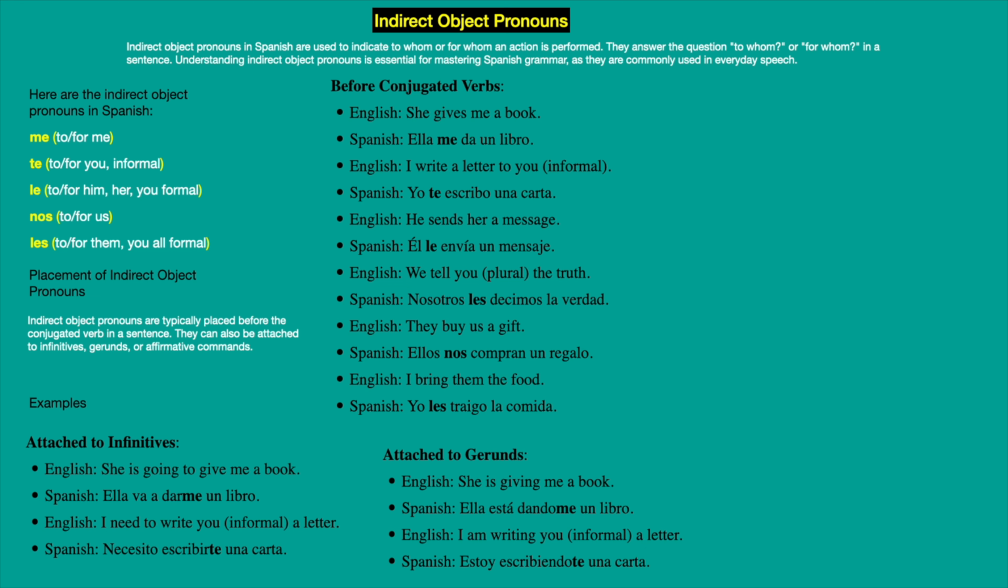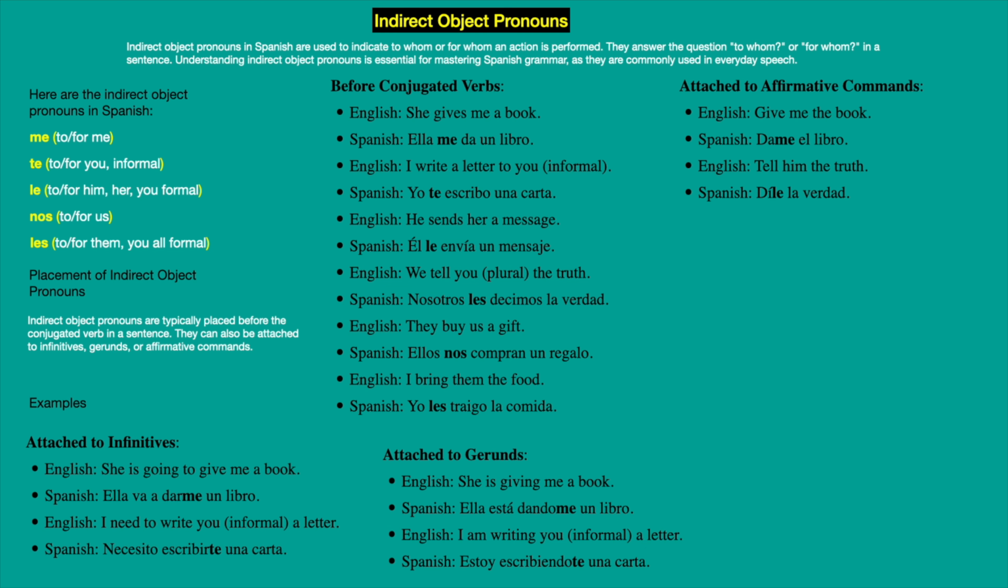Remember that you have to use the verb ser or estar. In that case, you say estoy escribiendo. Escribir is the verb to write, and you have to use endo or ando. In this case, because the verb ends in er, we are using endo. So we say yo estoy escribiendo, and then you use the indirect object pronoun. In that case, te, because it's you. Yo estoy escribiéndote una carta.